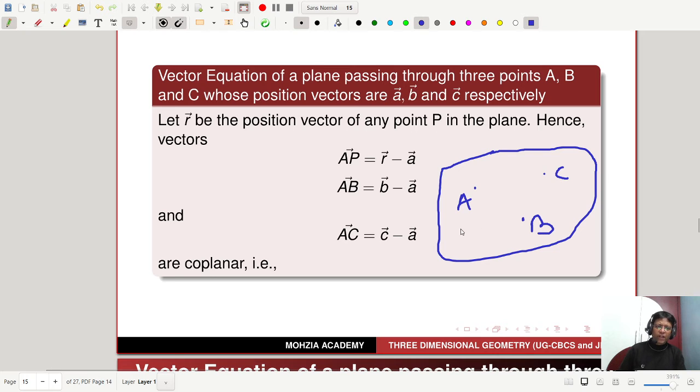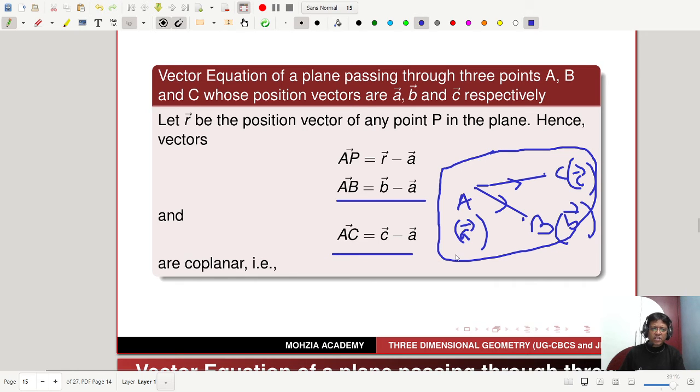So the position vectors are known to you. Suppose vector a is the position vector of A, vector b is the position vector of B, and vector c is the position vector of C. Now the question is, what is the normal vector to the plane? If you connect AB and AC, then these two are vectors. You can get the vector AB, that is b minus a, and AC, that is c minus a.